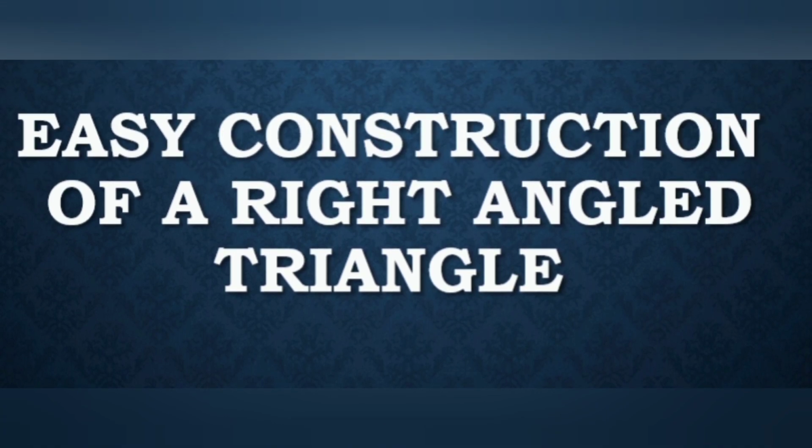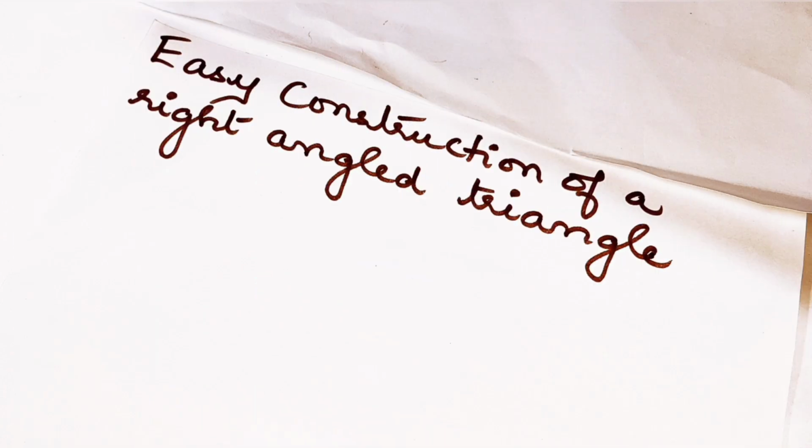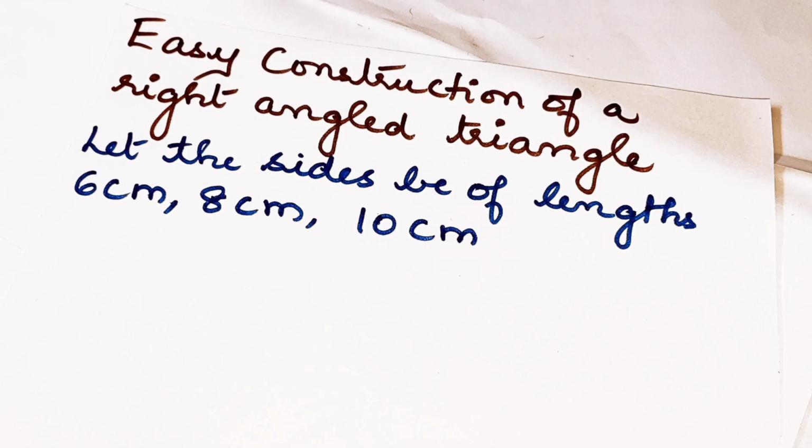In this video, we shall see how to easily construct a right angle triangle without a protractor. So let's get started. Easy construction of a right angle triangle. So in this video, I am going to construct a right angle triangle without a protractor. For that, I need 3 sides. The measurements of the sides that I am planning to take are 6 centimeters, 8 centimeters and 10 centimeters. Let's see whether the triangle obtained using these measurements form a right triangle or not.